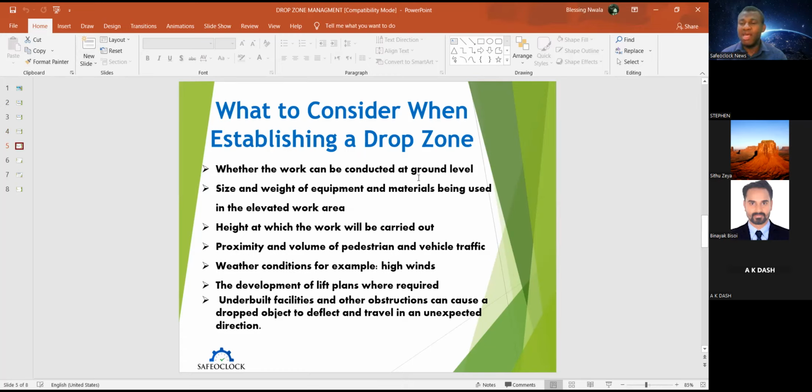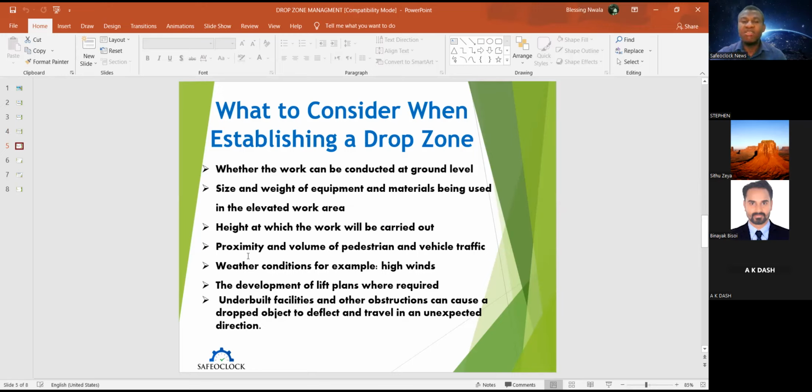Remember, if the weight of the object is very high, then as it's coming down, it's gathering an extra force, which will make it a very serious high risk potential. Okay, then the next thing to consider is the height that the job is being carried out, or the height from which this object could fall from.